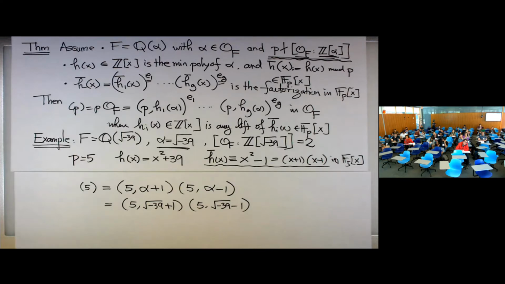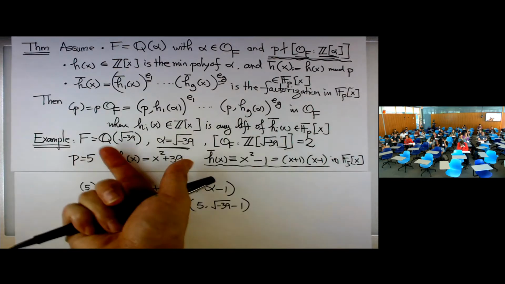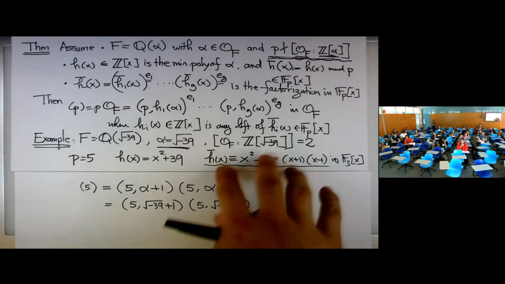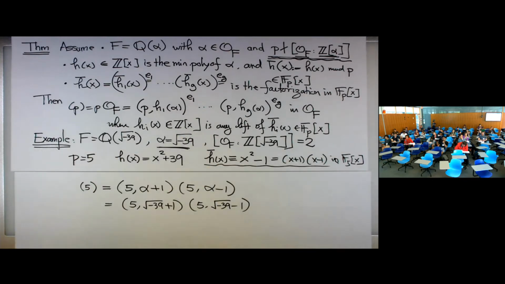So that's how you do it. Basically, you pick the minimum polynomial of the generator, and then mod prime p, and you factor that polynomial, and you're done.